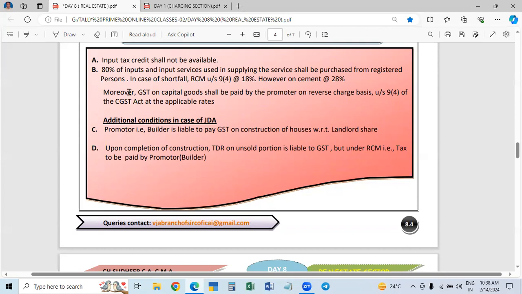So we have to pay tax. If you purchase from regular persons, we have to pay tax, but we are not getting ITC.